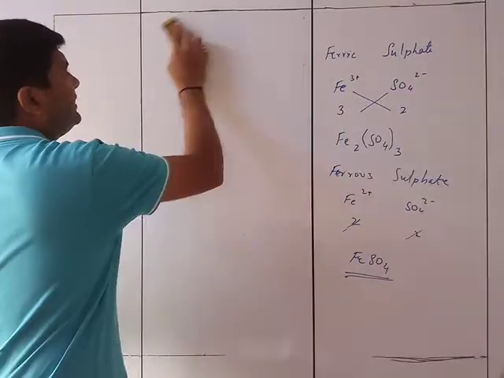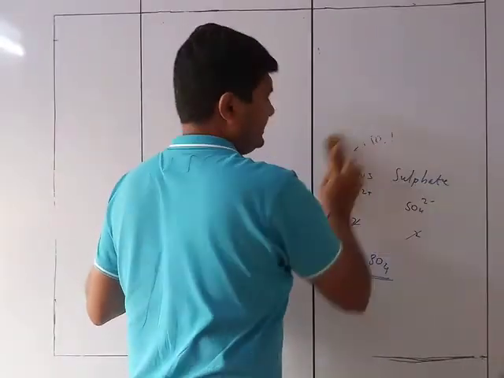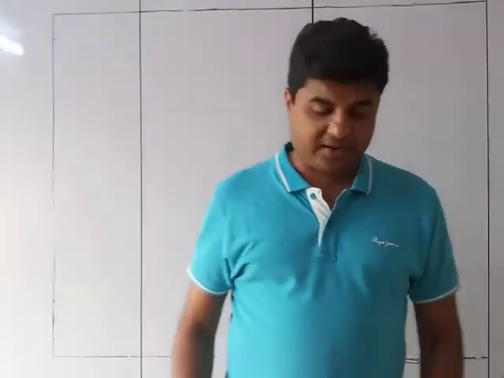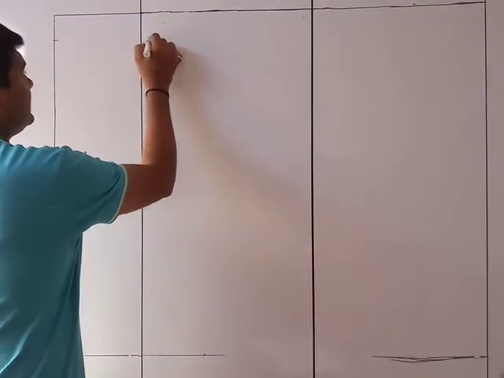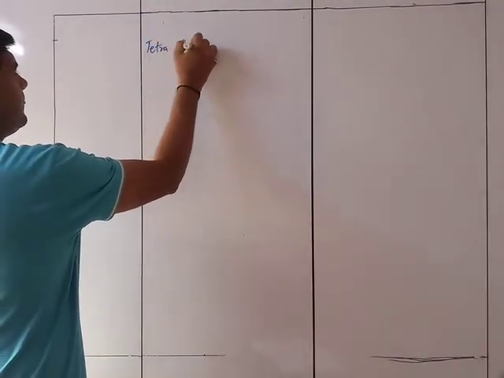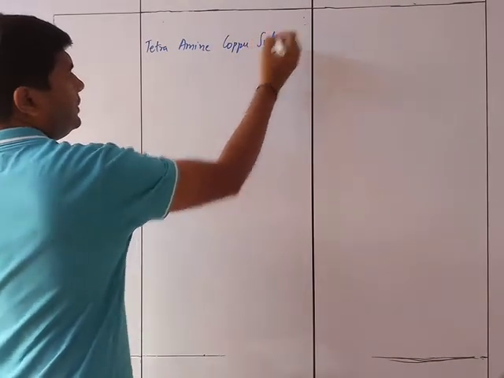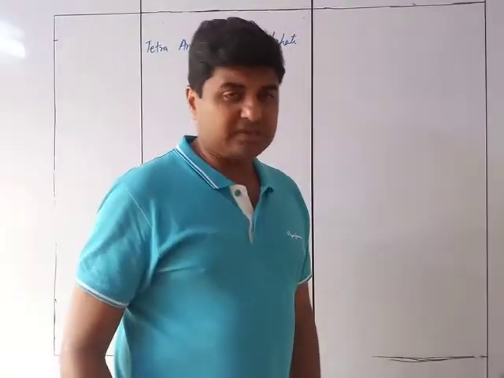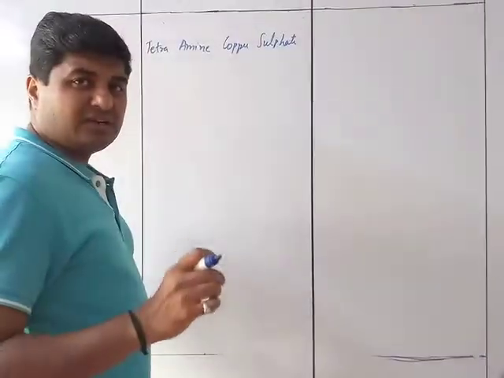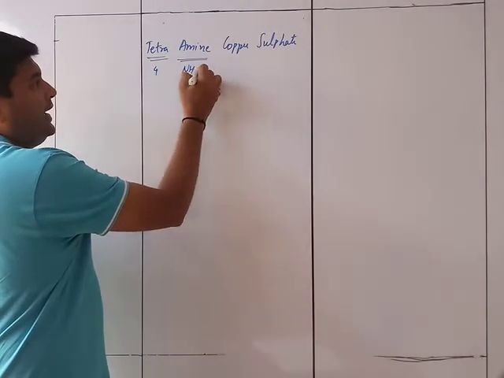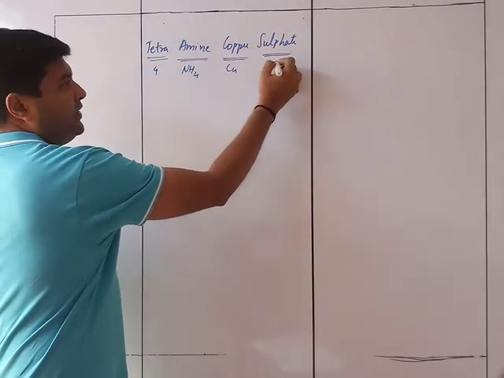Now there are certain things which are called mixed salts. See, these are all FeSO4 and so on, which are normal salts. But there are certain mixed salts, and these mixed salts normally have more than one positive radical in them. For example, we have tetraamine copper sulfate. You need to understand the name properly. Tetra means 4. Amine means ammonia, that is NH3, and copper is Cu, and this is sulfate, which is SO4.